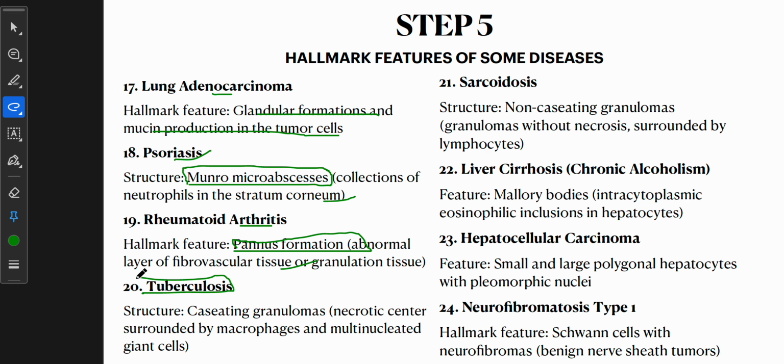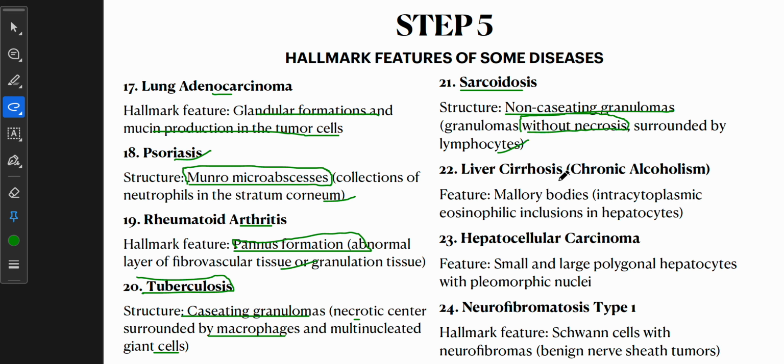And in tuberculosis, there are caseating granulomas, but in sarcoidosis, there are non-caseating granulomas. This is very different. A necrotic center surrounded by macrophages and multinucleated giant cells is a caseating granuloma. And in non-caseating, there are granulomas without necrosis. There is no necrosis, but the granuloma is surrounded by lymphocytes.